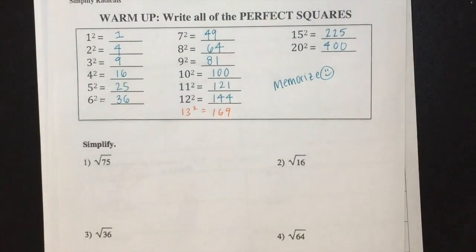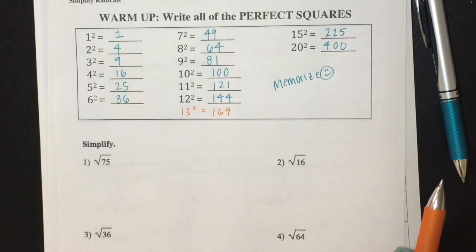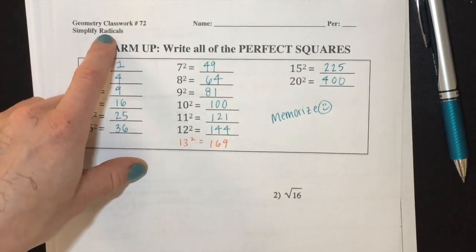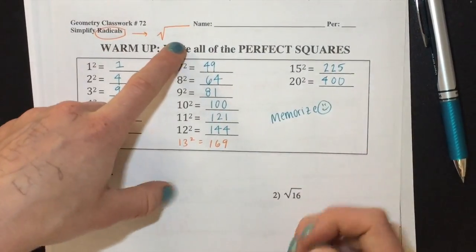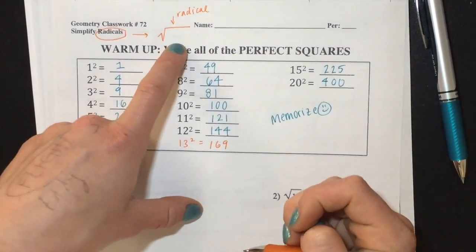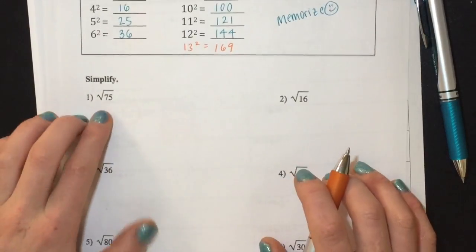These are the ones you should memorize. Okay? All right. So today we are learning how to simplify radicals. We are going to simplify these radicals. The lesson here, see how it says radicals? Well, what's a radical? That's this symbol here. This is a radical. So we are going to simplify them, all right? It's pretty straightforward. Here's how you do it.